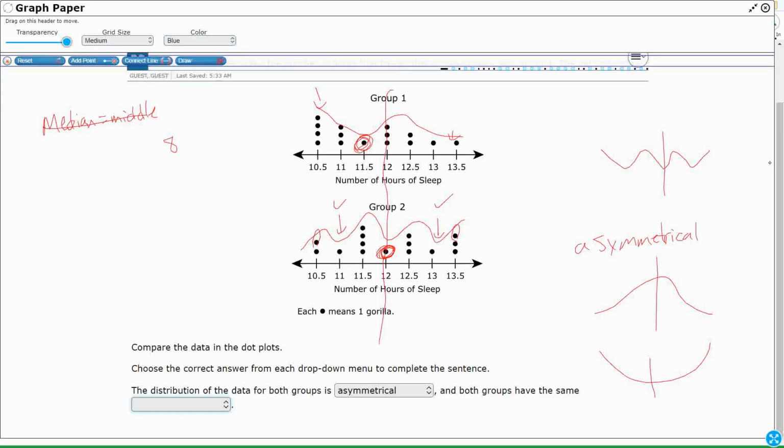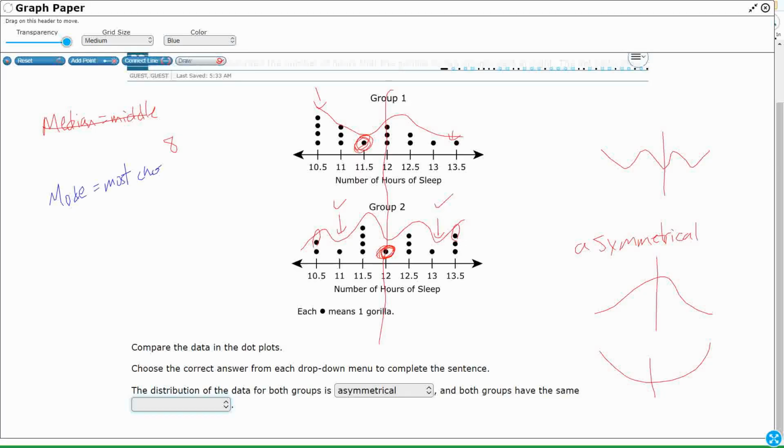All right, let's look at the mode. The mode is just the most chosen, most popular. It's a little bit easier to calculate because on this dot plot you literally look at the tallest one. So my mode here is 10.5. My mode here is 11.5. So that's not it. So then I need to calculate the range, right?